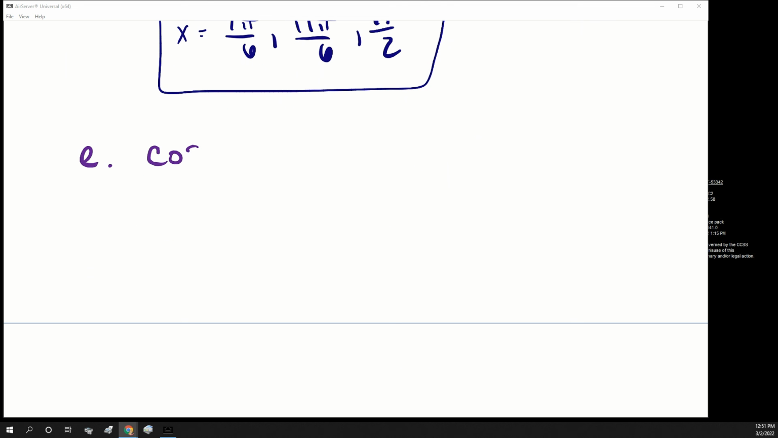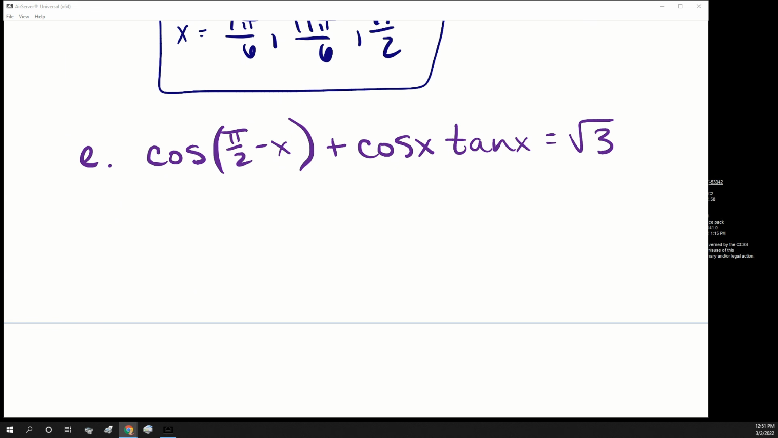All right, so for E, we have the cosine of pi over 2 minus x in parentheses plus the cosine of x times the tangent of x is equal to the square root of 3. Kind of weird. So if you're thinking in terms of identities and you see this, hopefully it should trigger your brain to go to the cofunction identities. So what is cosine's cofunction? Sine. So drop off a co. So the cosine of pi over 2 minus x is the exact same thing as the sine of x.